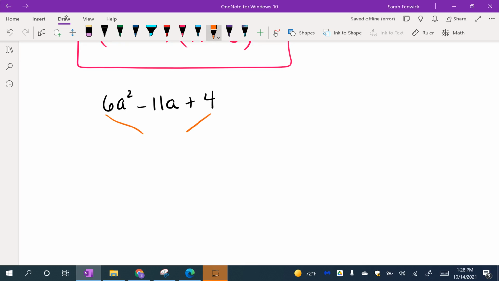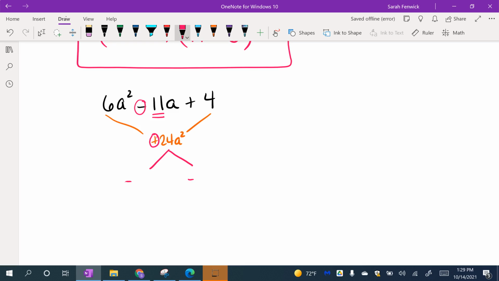So this 6 times 4 is positive 24a squared. I want to know what multiplies to be positive 24a squared and adds to be negative 11. If it's going to multiply to be positive and add to be negative, they're both going to be negative. If you're not sure why that works, try all the signs until you get it to work.